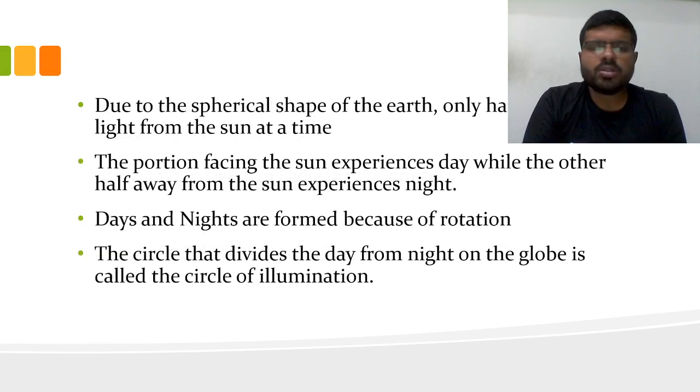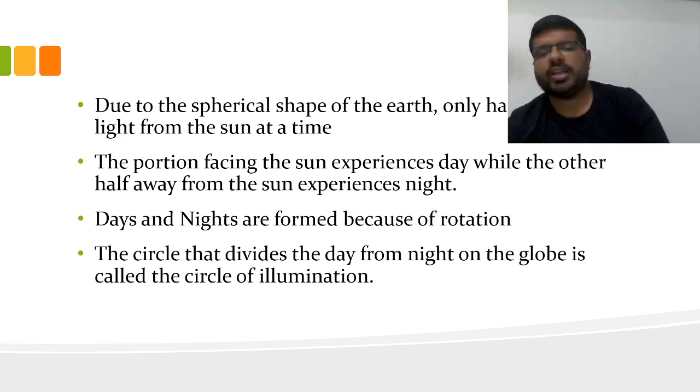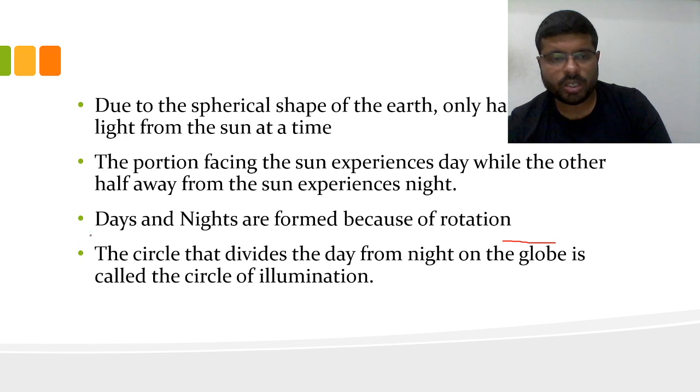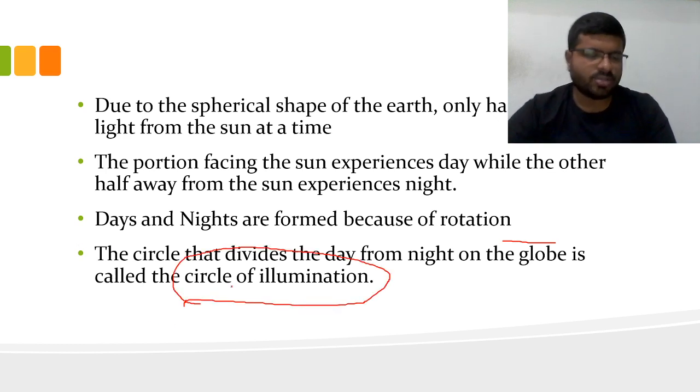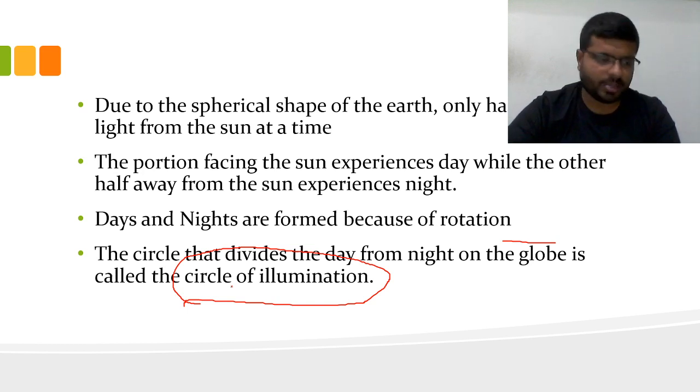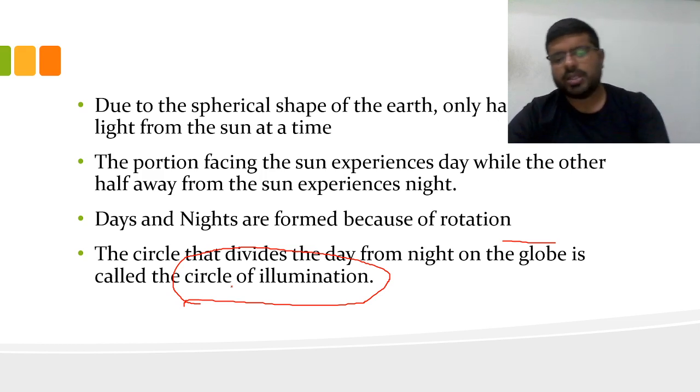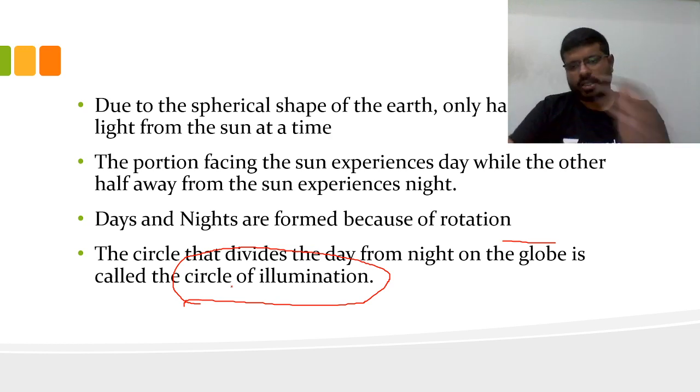Because of the spherical shape of the Earth, only half of it gets light from the sun at a time. The portion facing the sun experiences day while the other half experiences night. We know days and nights are formed because of the rotation of the Earth. The circle that divides the day from the night on the globe is called the circle of illumination. As you have seen in the diagram, one side of the globe is illuminated and the other side is not. The illuminated side is day and the non-illuminated side is night.